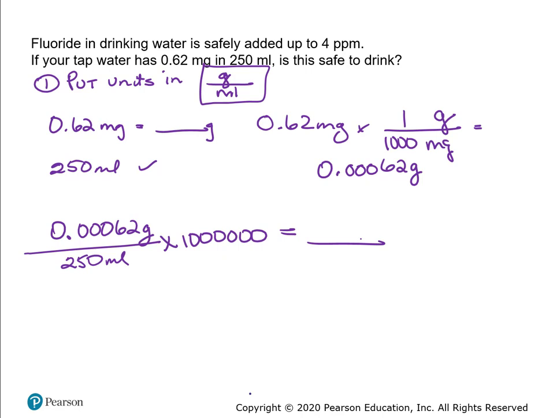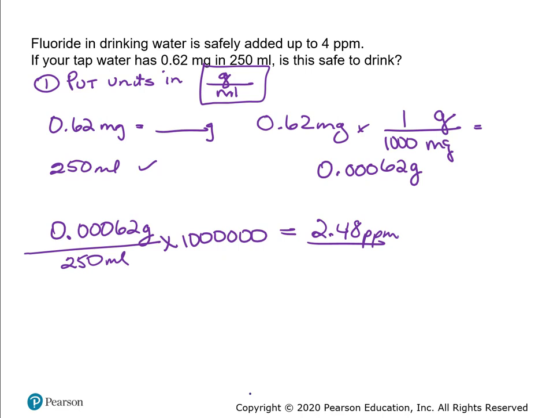So what'd you get? 2.48. So make sure you put that in the calculator, see if you get that. So there's the parts per million. So is this safe? Would this be a safe sample to drink?